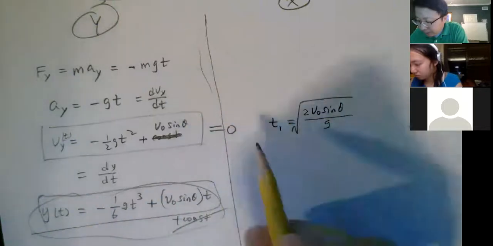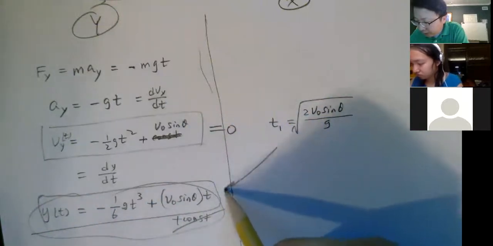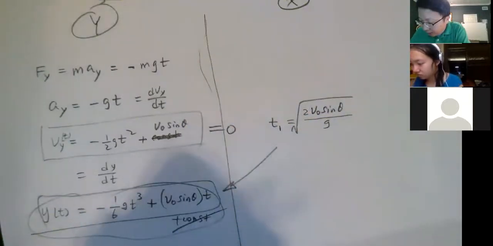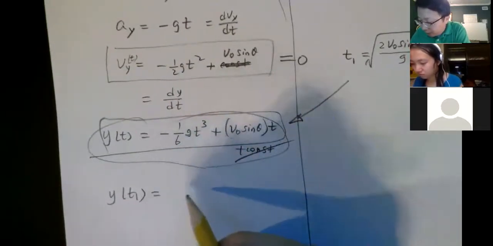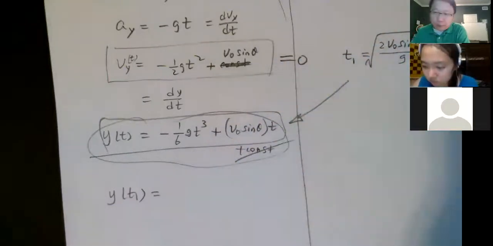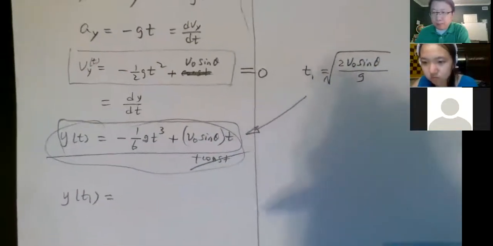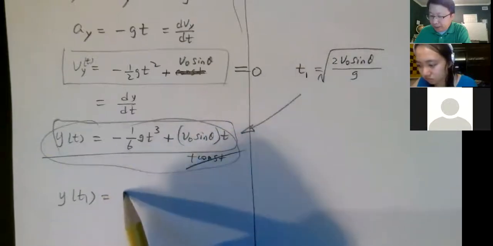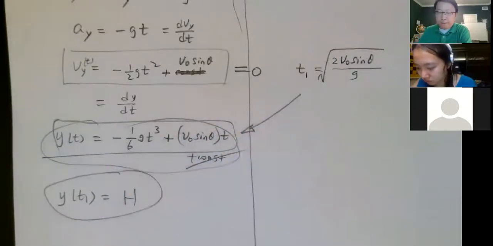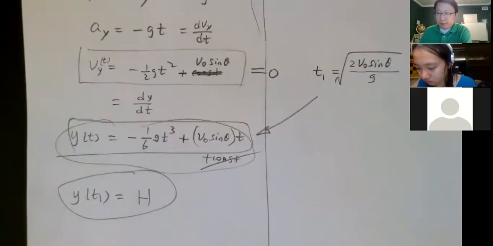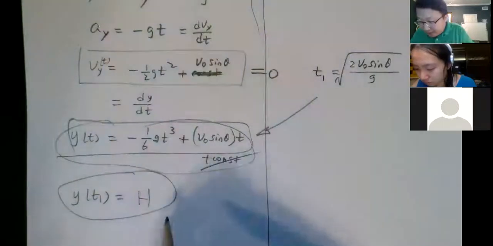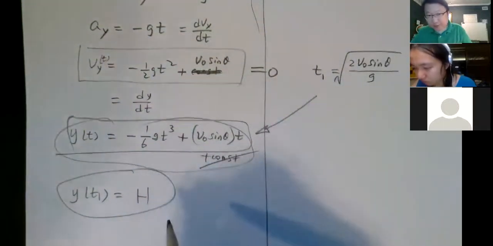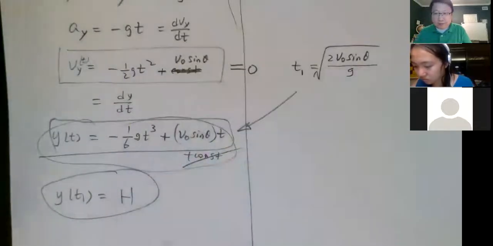That's the time. So you put the time here, then you can get y(t1). So that is your height. You know how to calculate, I put it back. So you got this one, which is basically our height. You can see the height, compared to the standard case, is bigger or smaller. I'm sure it's smaller. You can prove that.